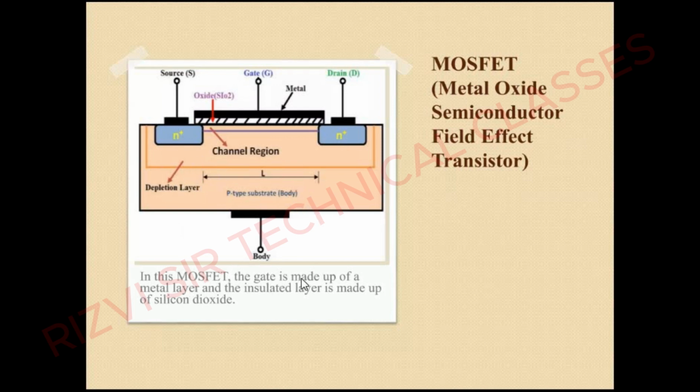In this MOSFET, the gate is made up of a metal layer, and the insulating layer is made up of silicon dioxide. That's why it's called metal, because the gate is made of metal, and oxide because we are using silicon dioxide for the insulating layer. Because of that, it's called metal oxide, and it's a semiconductor device. It's called field effect transistor because there is an effect in the field, and it has three legs: source, gate, and drain. Because of that, it's called a transistor.